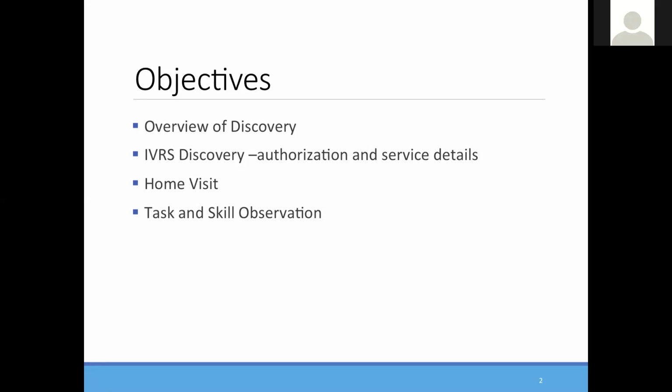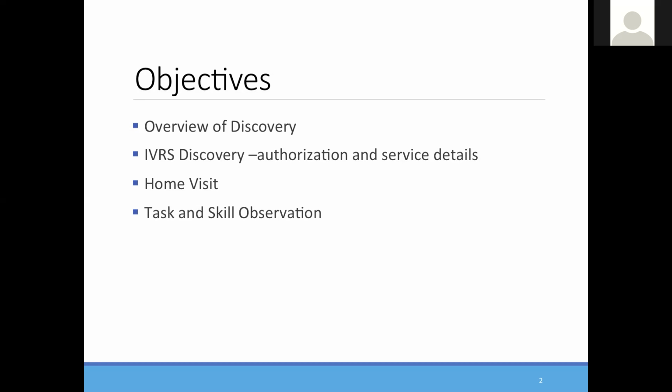And then we're going to talk about the home visit, which is going to lay out those steps as far as what that home visit is going to look like when we come in, when I do my next site visit, and what you might say to the individual and their family in setting that up. And then we're going to get into task and skill observation, which pulls from the information from the home visit, and then that builds into this whole discovery piece that gives us a picture of who this person is.